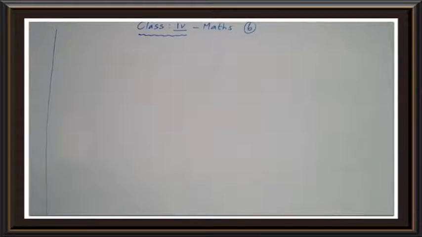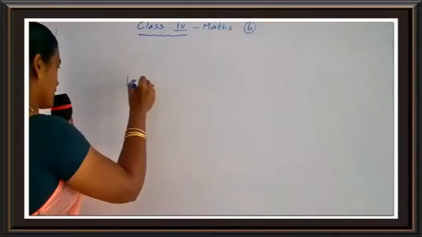When we write a number as a sum of the place values of its digits, that form of the number is said to be the expanded form, okay. When we write a number as a sum of the place values of its digits, that form of the number is said to be the expanded form, okay. Listen carefully children.